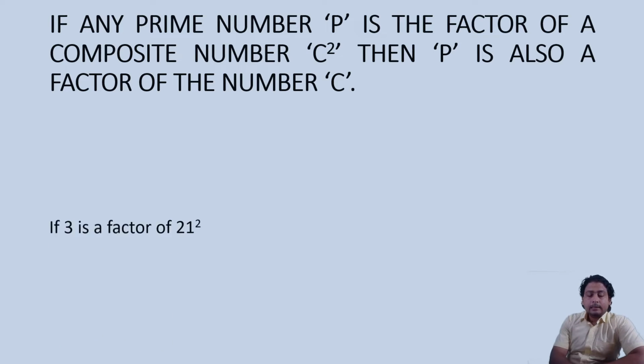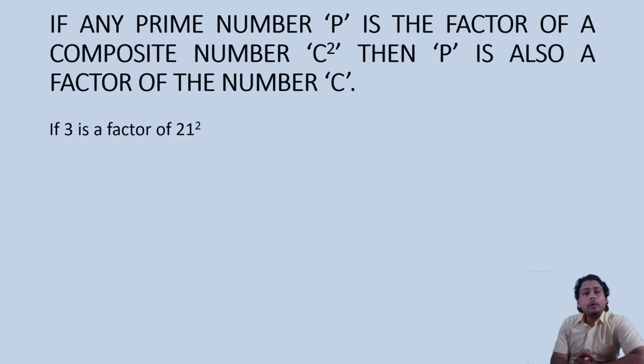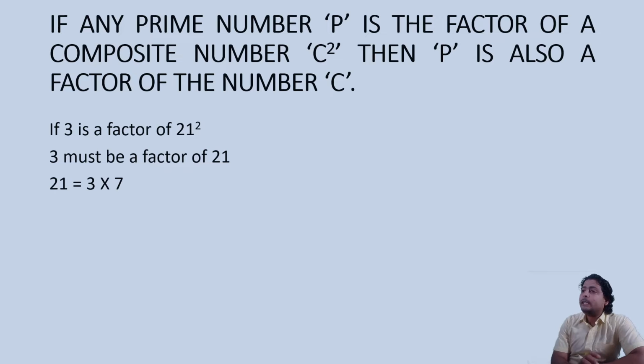Let us say that 3 is a factor of 21 square. Then according to the theorem, if 3, which is a prime number, is a factor of composite number 21 square, then it must be a factor of the number 21 itself. And 21 is what? It is the base number of 21 square, right? So mathematically, if we factorize 21, what do we get? We get 3 into 7. So clearly 3 and 7 are the factors of 21.